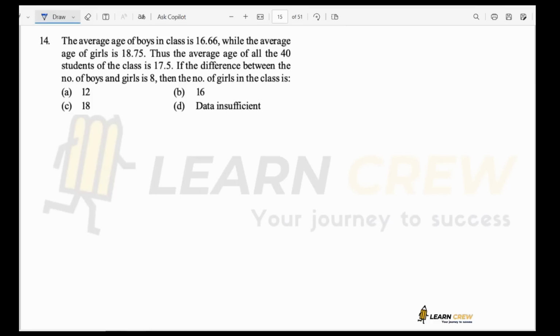So here also can I apply allegation or not? Observe here. The average age of boys is 16.66. The average age of girls is 18.75. When girls and boys are mixed, the total strength comes. So it is a mixture. The cheaper is 16.66, dearer is 18.75. When it is mixed, you get the mean, the middle value 17.5. Am I correct or not?